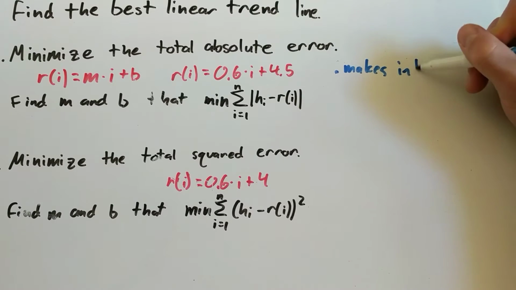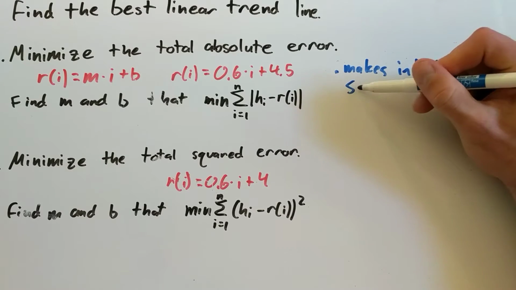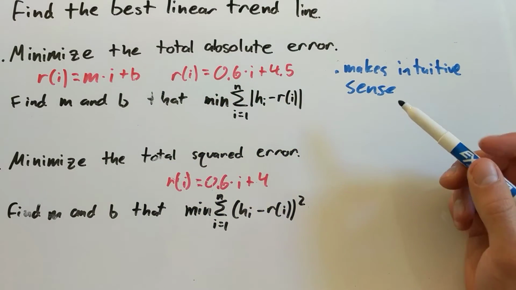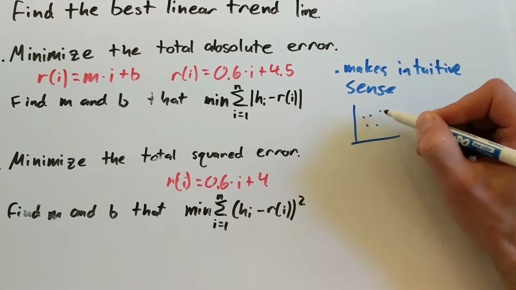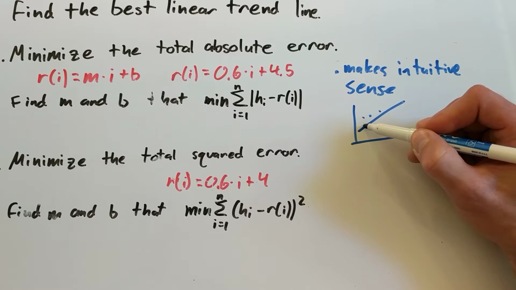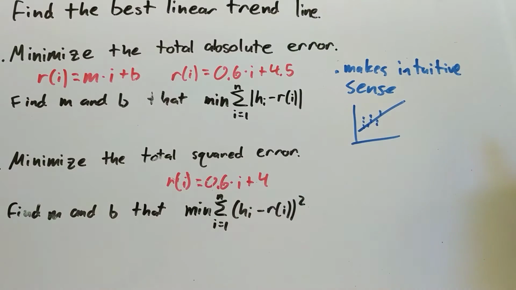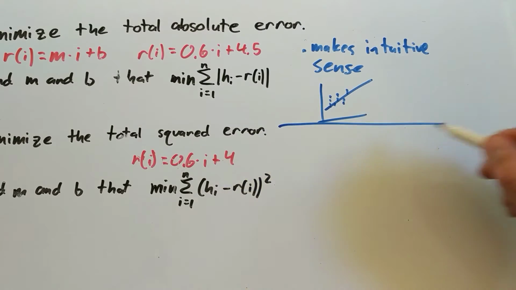So this is a nice part about using the total absolute error. We know that the total absolute error is the total distance that we had to travel from our points to our line. We just add up all these distances. When we do the total squared error, we cannot do that.